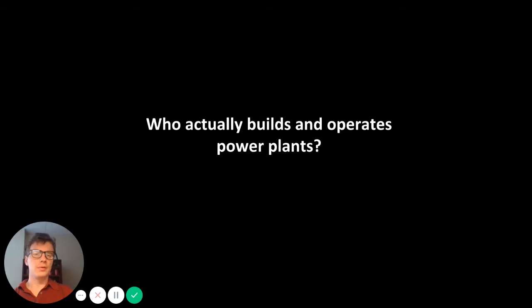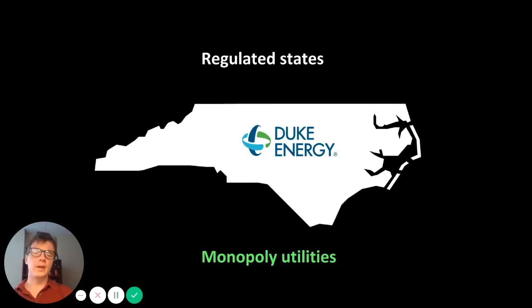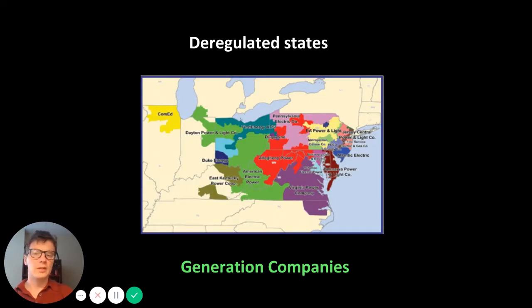So who actually builds and operates the power plants? In regulated states, it would be monopoly utilities like Duke Energy. In deregulated states, it would be generation companies. So if we look at this map of the system extent of PJM interconnection, we see all these different colors. And all those different colors represent what used to be monopoly utilities. And so each one of those colors is associated with a company that has two different parts. One part of the company is a buyer of electricity, a retail distribution company who would be buying electricity from the wholesale market and delivering it to retail customers.